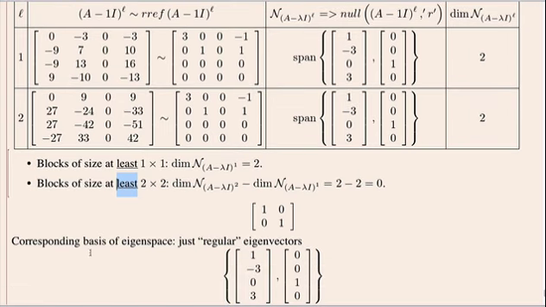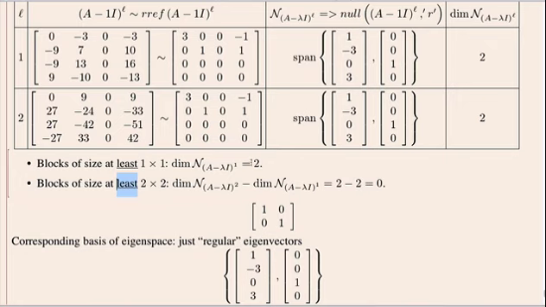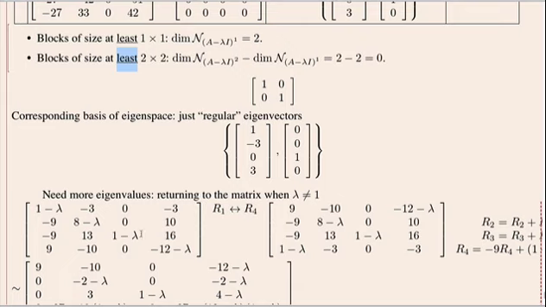We will also need the corresponding generalized eigenvectors. In this case, these are just the regular eigenvectors. The order doesn't matter. So we need more eigenvalues. We found only one so far. It has multiplicity 2. We need more eigenvalues, so we have to return to this matrix when lambda is not 1.